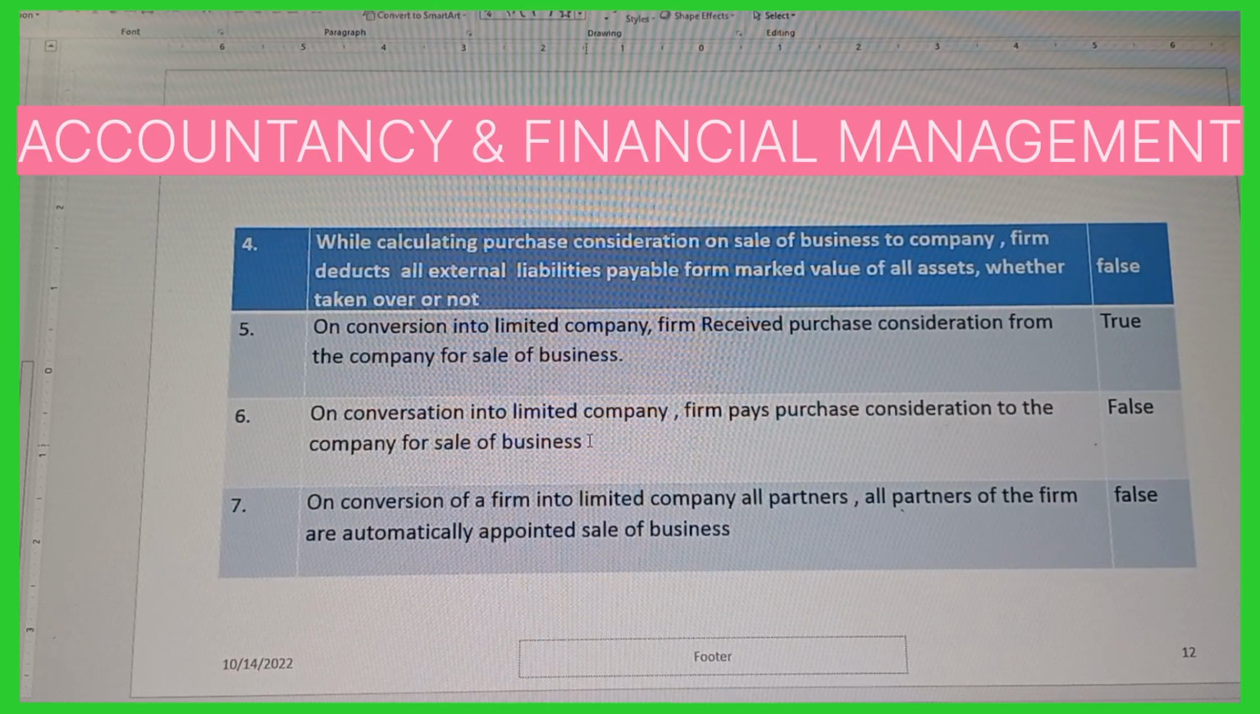After that we come to the fourth one. While calculating the purchase consideration on sale of business to a company, firm deducts all external liabilities payable from market value of all assets whether taken over or not. Answer is false, because whenever the PC is given, the amounts coming are those amounts which are taken over by the new firm, and which are not taken over by the new firm never appear in the purchase consideration.